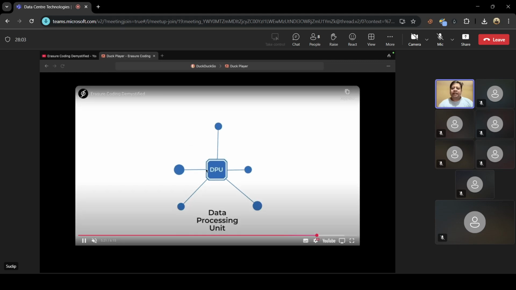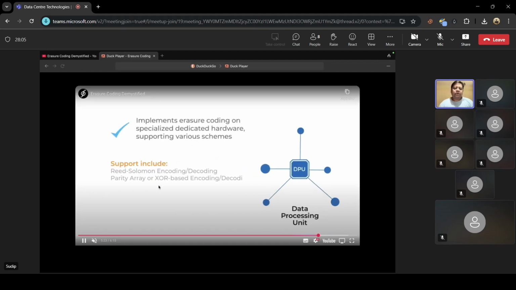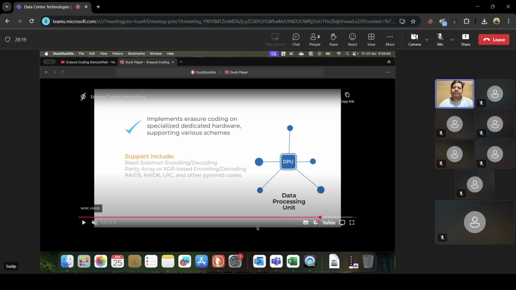Yes, there is a data processing unit, but we'll not talk about this DPU right now. I don't want to confuse you with a lot of things at this point in time. So hope you have understood what is erasure coding and how it is different from RAID. Any questions about erasure coding?